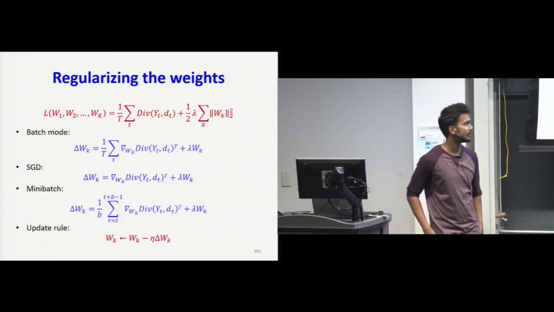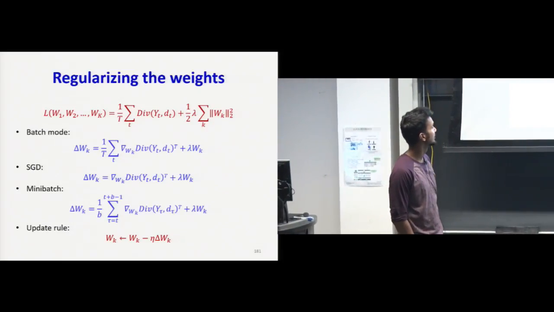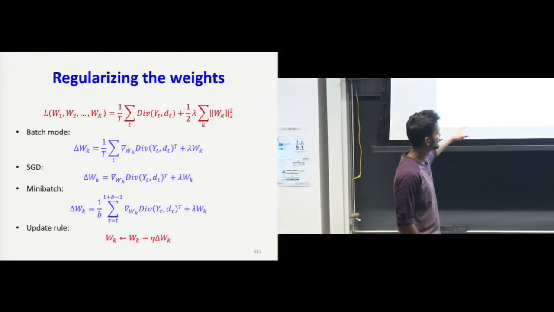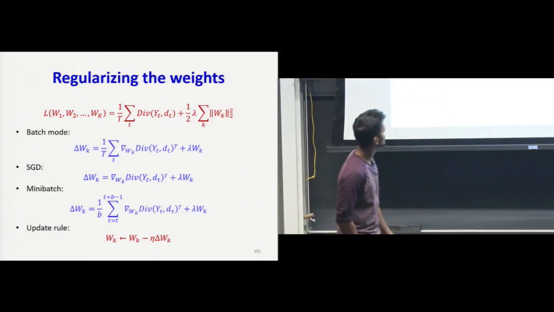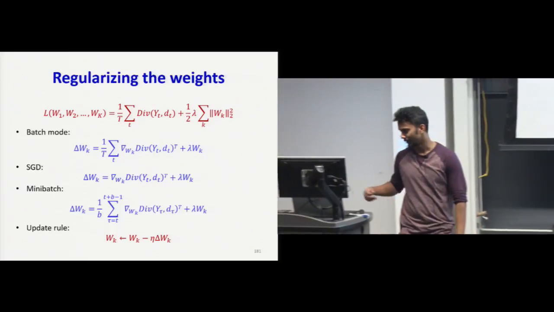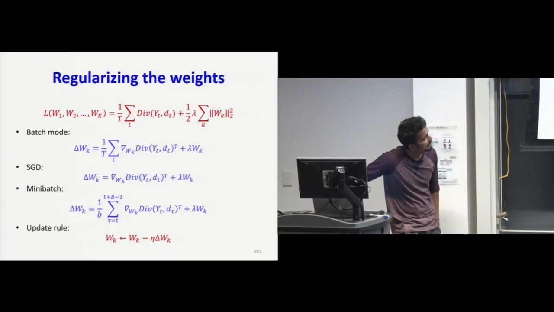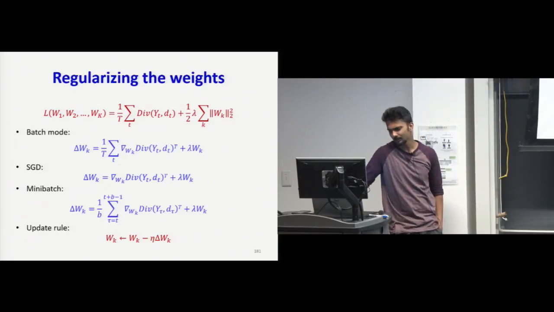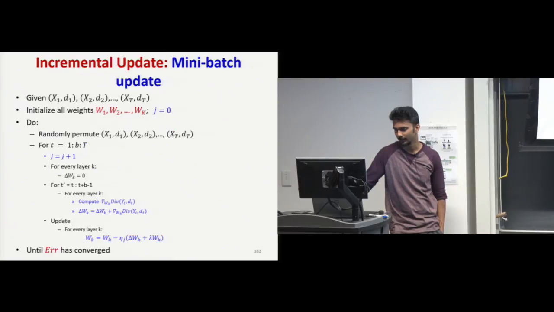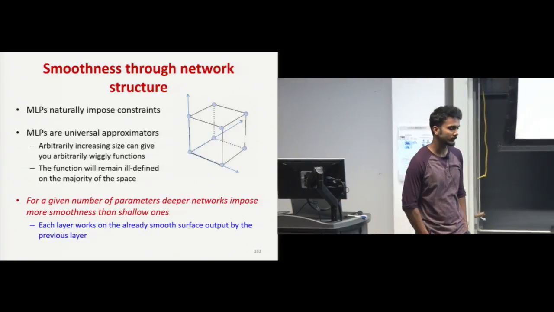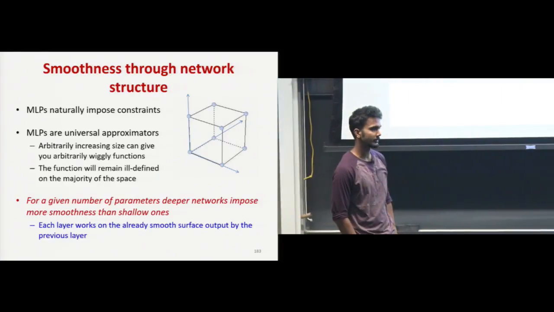Yeah, so this is pretty much a summary of what the update should look like for the batch, stochastic, and mini batch, and the update rule for the stochastic update. So this is a summary of what we've discussed, and we'll probably just be adding a lambda w at the end. So it's not going to change a lot, it's not computationally intensive, it's just adding another parameter at the end. So we can also control the smoothness through the structure of the network.